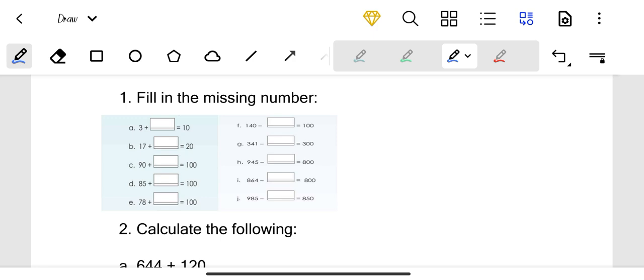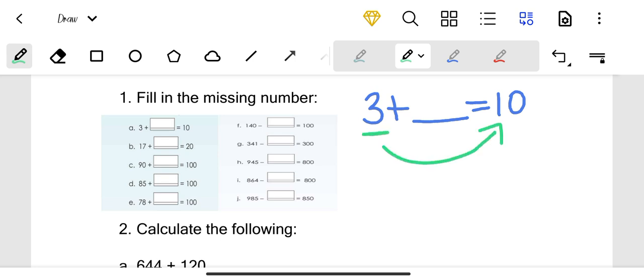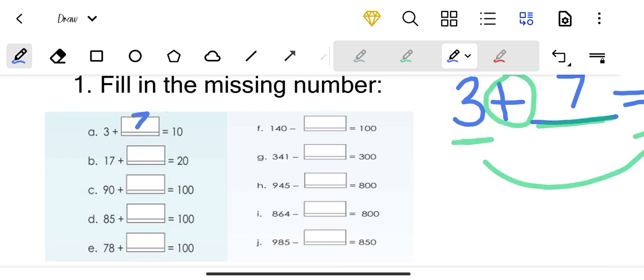Now what you're supposed to do: we are given A, which is 3 plus blank is equal to 10. I check, okay, since I have a 3, for me to get a 10, what did they add? If I say 3 plus 6, do I get a 10? No. If I say 3 plus 5, do I get a 10? No. What if I say 3 plus 7? Yes, I do get a 10. So 3 plus 7 is equal to 10. So the answer there is going to be a 7.